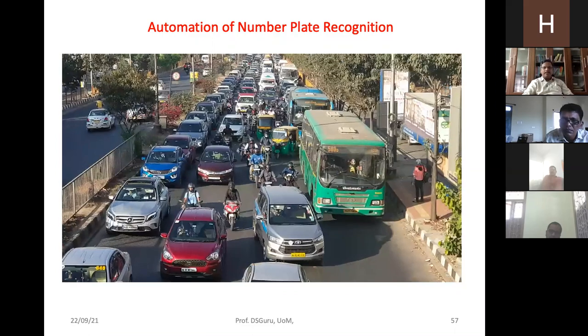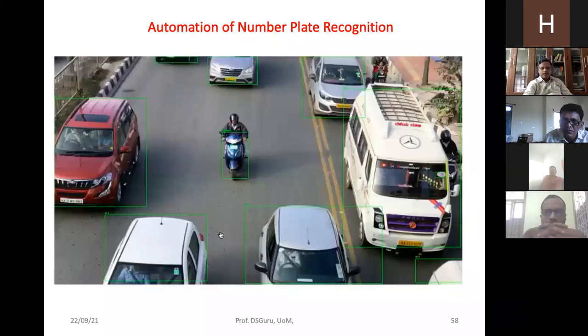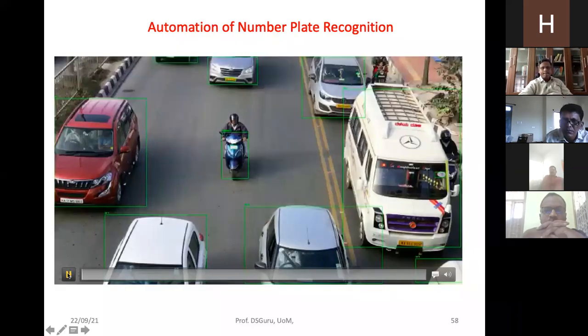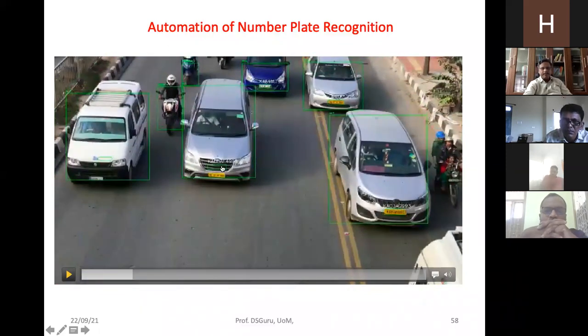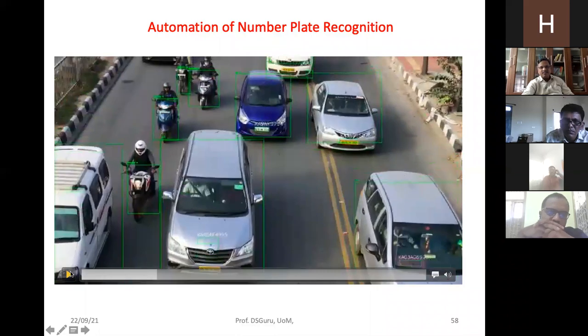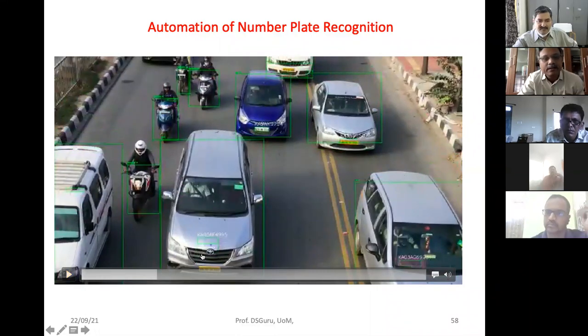Look at this, here is a solution. Probably you see a number recognized here, displayed. This is a number plate identified. This is the equivalent text displayed. Numbers have been automatically recognized. Okay, you can see something in white, right? That's 4995, right? This is the number recognized of this vehicle, an Innova. Okay.